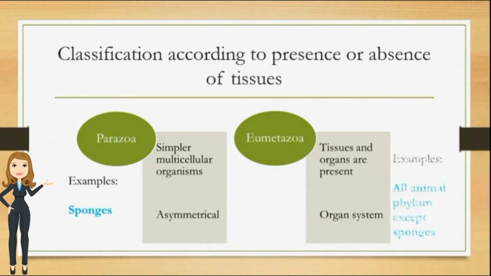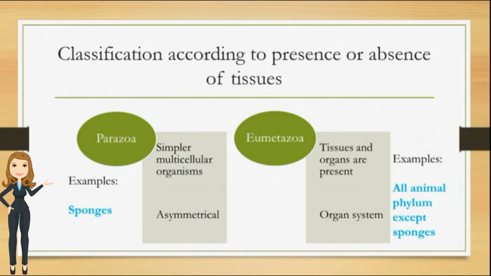Eumetazoa. These animals have similar cells grouped together into highly coordinated units called tissues. Tissues assemble into larger functional units which are known as organs. Different organs operate together and constitute an organ system. Examples of Eumetazoa include all animal phyla except sponges.